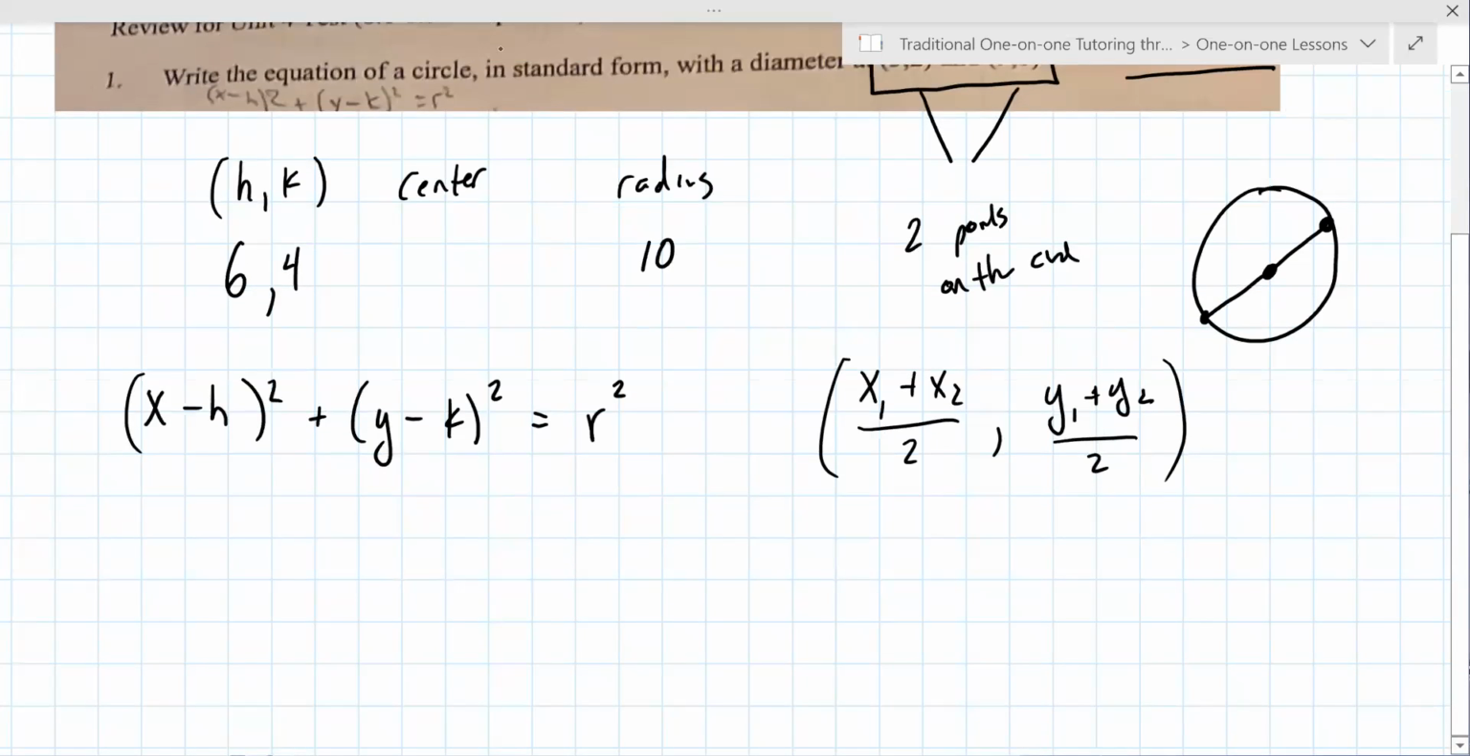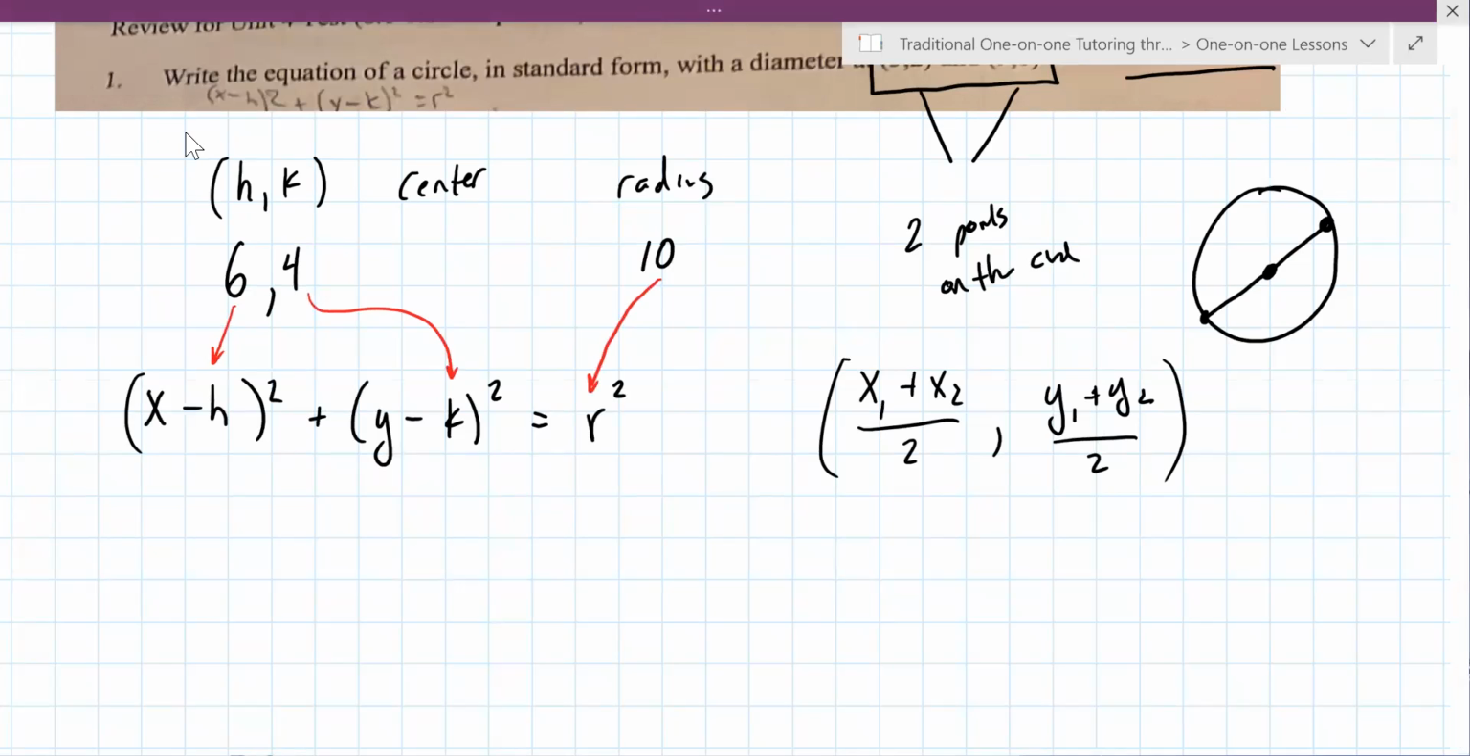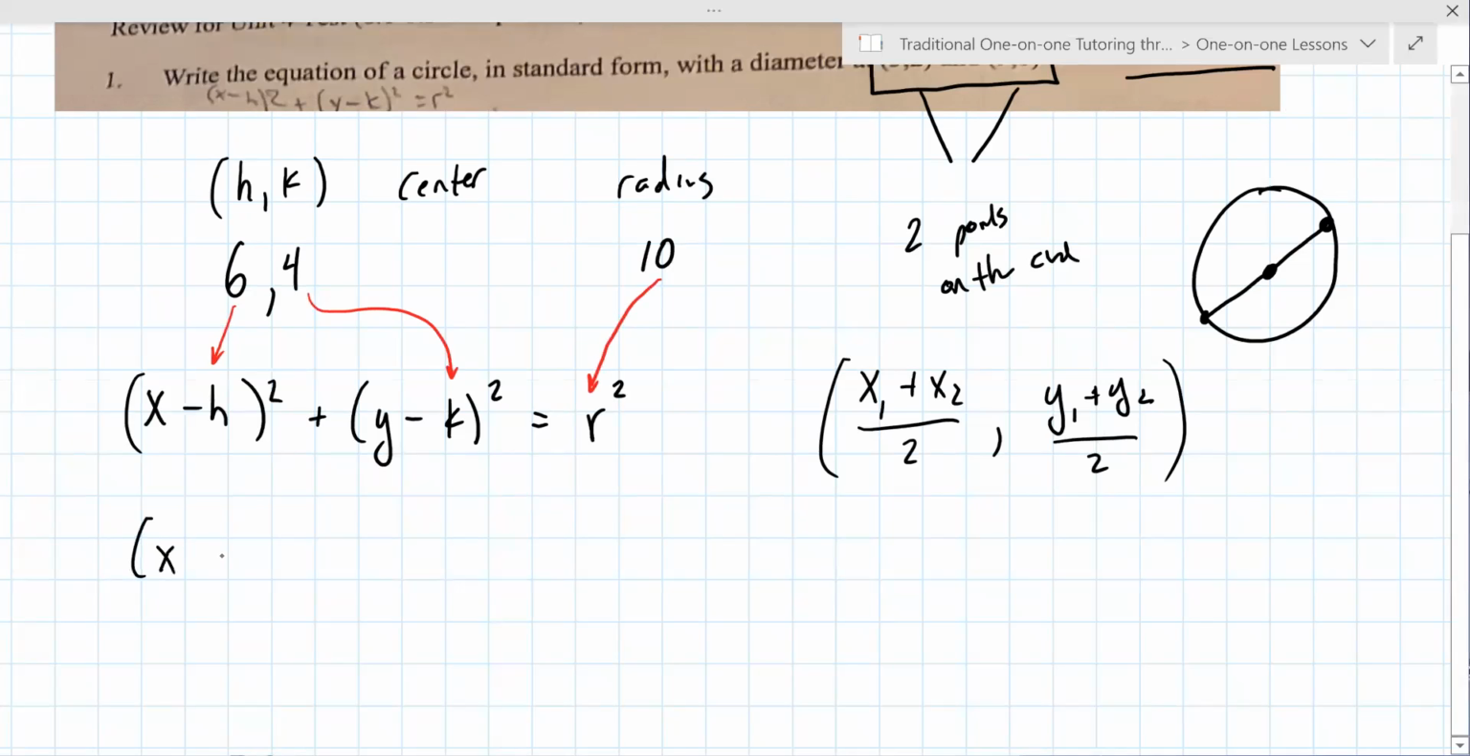So right, you just feed those numbers in. 6 goes in for H, 4 goes in for K, 10 goes in for R. All right, yeah, I guess that makes sense because R is radius. And then, all right, I have one question with this.